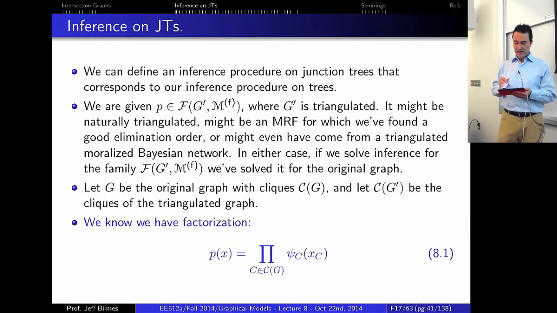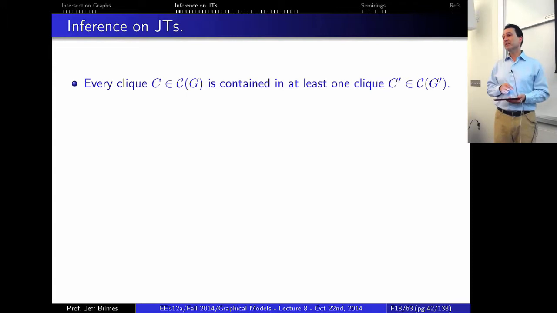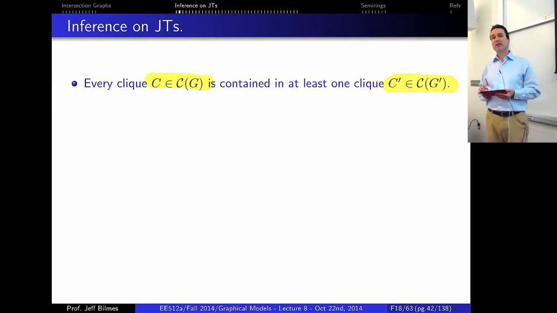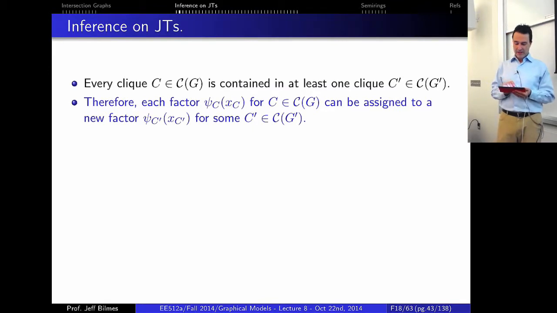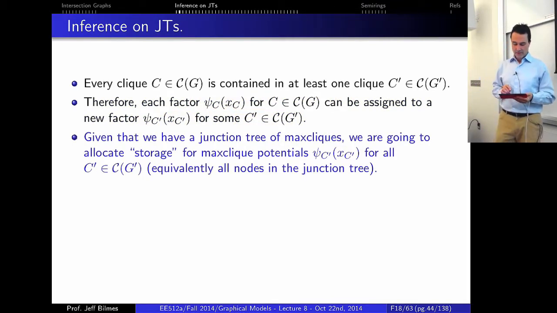Okay? And by the factorization property, because we have a probability distribution which is in the family of the original graph, we can write the probability distribution in this fashion. It's a product of factors. That's just the factorization property. So this is a valid expression of P of x. Now, since G prime is a triangulated cover of G, every clique in the original graph has at least one clique C prime in the triangulated graph that contains it. So what that means is that every factor psi sub c of x sub c corresponding to a clique in the original graph can be absorbed into a factor that represents a larger clique C prime in the triangulated graph. And so what we're going to do is the following.